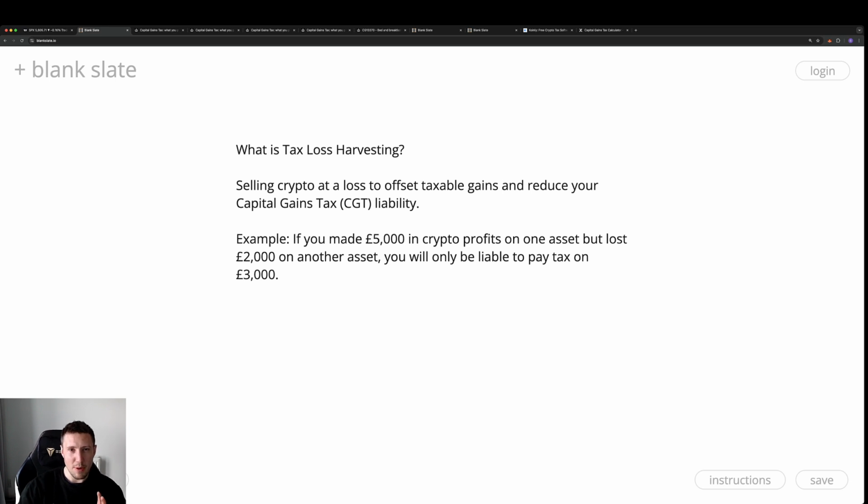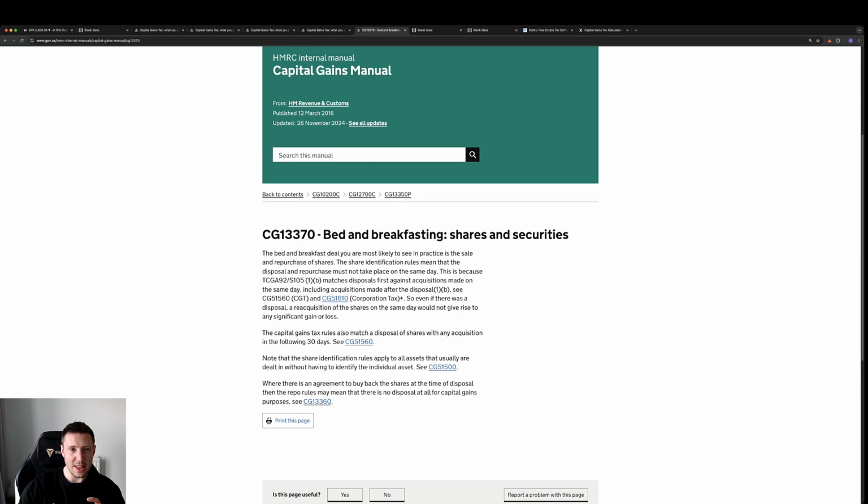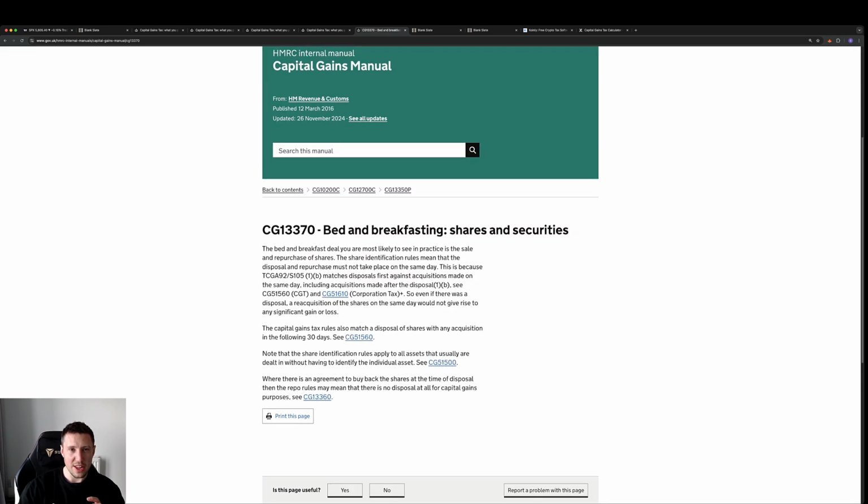So there's a little bit more to it than that. There's one rule you need to be aware of, which is the bed and breakfasting rule. So this is very important. You cannot rebuy the asset that you sold within 30 days. Otherwise, the tax loss does not count. It essentially goes back to the original acquisition price. So this is all on HMRC in the capital gains manual. You can go check that out.